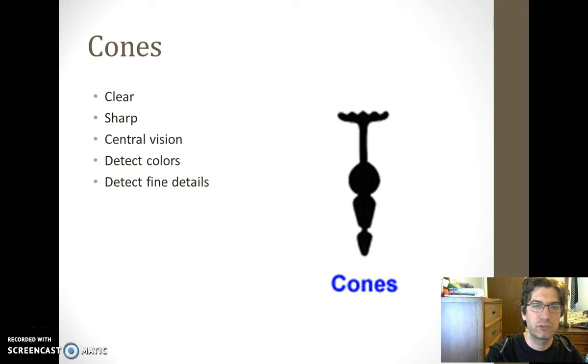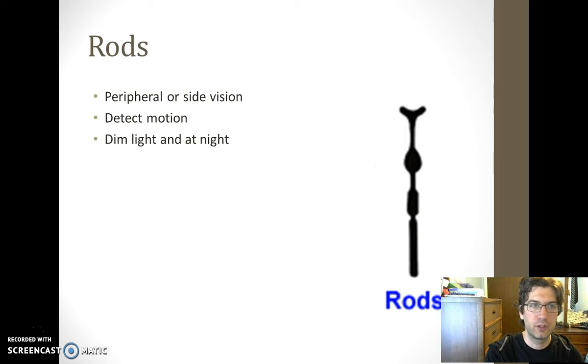So here's a cone. This is the basic look or shape of a cone. Cones provide clarity of image, how sharp it is. They provide central vision. They detect color, and they define details in things. Or you have rods, which are about your peripheral vision, your side vision. They detect motion, and they're pretty much responsible for your night vision as well.